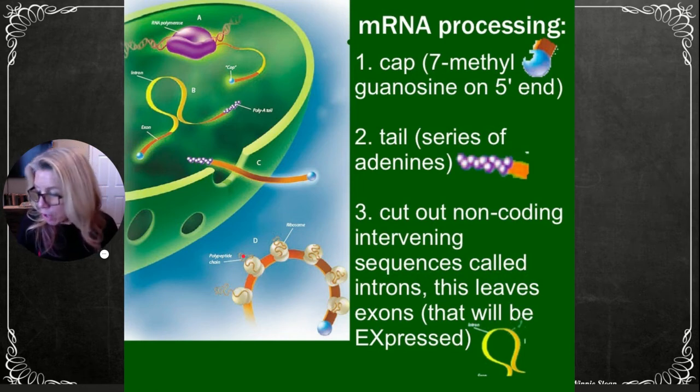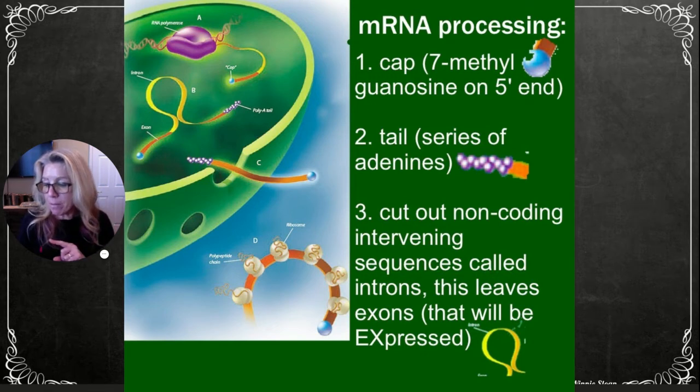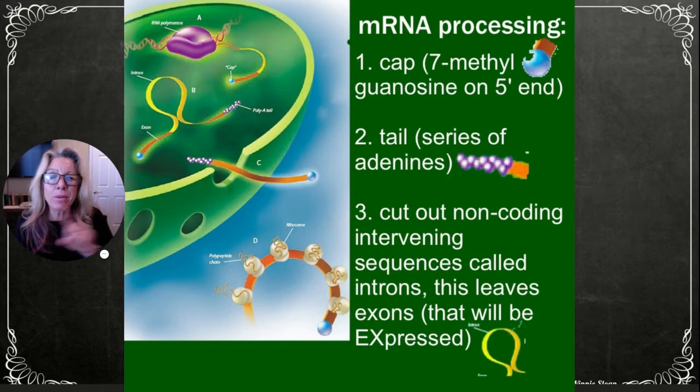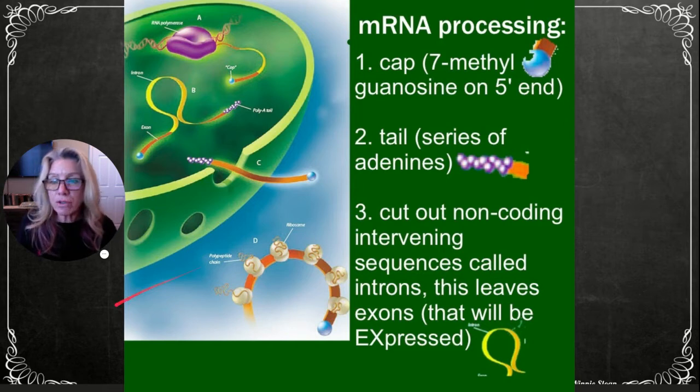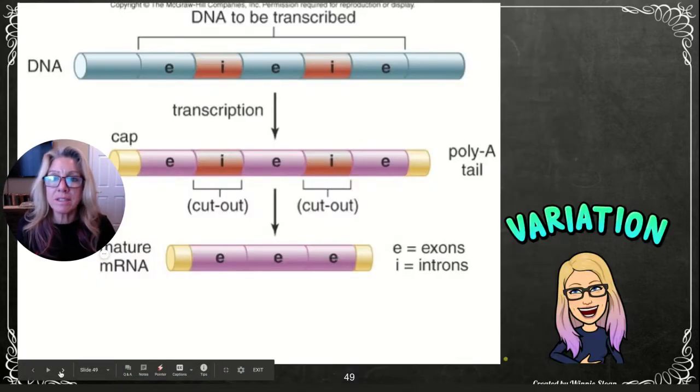So on your notes, this processing, okay, you have a cap, 7-methylguanosine, placed on the 5' end of the mRNA. Remember, we read 3 to 5, making 5 to 3. So you place it on the 5' end, okay, and then a tail of about 150 to 200 adenines. And then introns are these non-coding sequences.